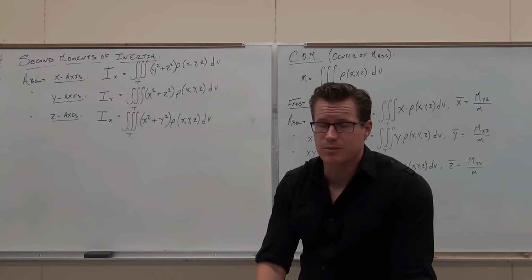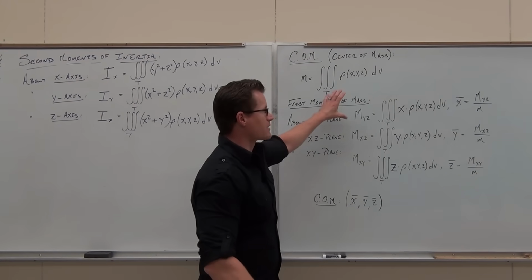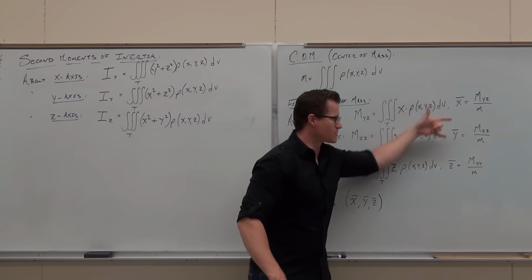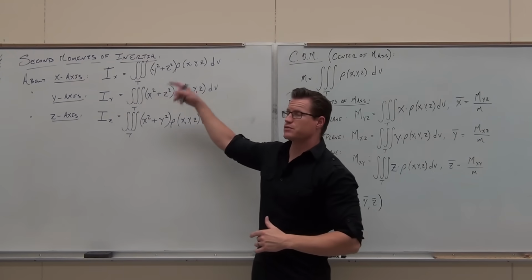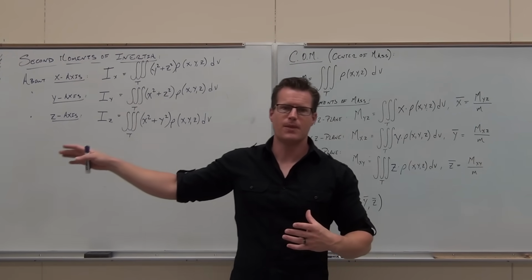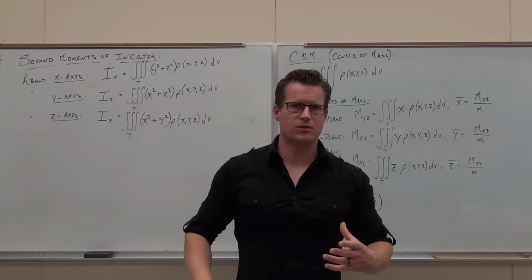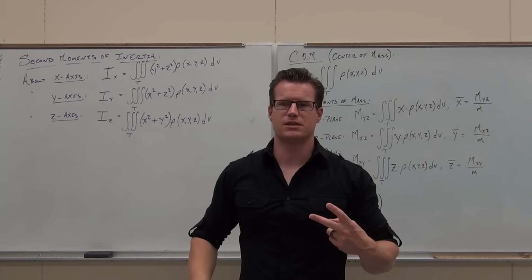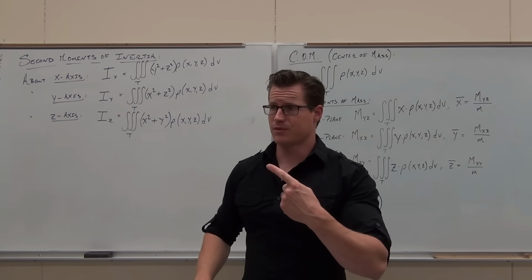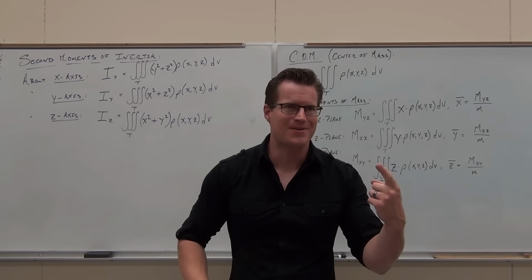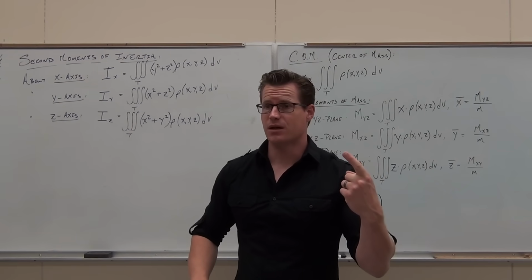You're going to see a lot of similarities between first moments of mass, where the stuff comes from, how we get where the center of mass is, and what the moments of inertia are. They look very, very similar. Are they super hard to do? Well, there's two things that make these difficult. One is the setup of the region, but you guys know how to do that, right? Set up the region. That's the hardest part.